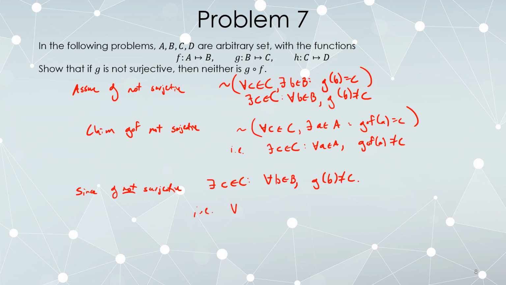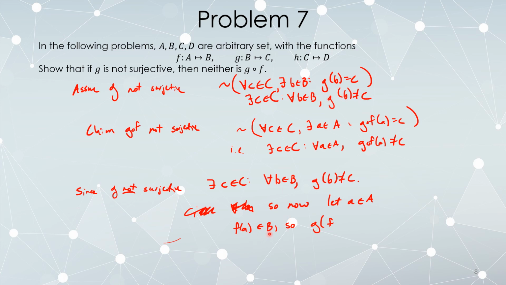But now let's see what happens. Let little a be an arbitrary element of A. We have picked a special element of C, the one that g never achieves. Now I need to account for this universal statement, so let's let little a be arbitrary. Okay. Now, what can you tell me about f of a? It's definitely in the set B. So what we know is that for anything in the set B, g of that isn't c. For anything in the set B, g of b is not c.